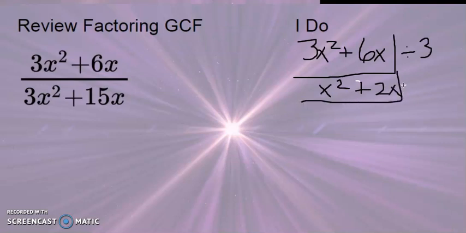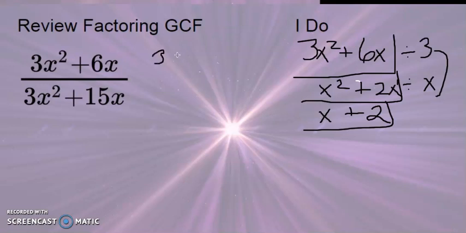Next, you're going to ask yourself the question, do they both have an x? Yes. We take the smaller degree. 1 is smaller than 2, so we're going to take out one of those x's. x squared divided by x is x to the first power. 2x divided by x is 2. There's nothing else besides 1 that we could divide out, so that's it. Our greatest common factor is 3x, and our quotient is x plus 2. So at the top in the numerator, we're going to write 3x parentheses x plus 2.